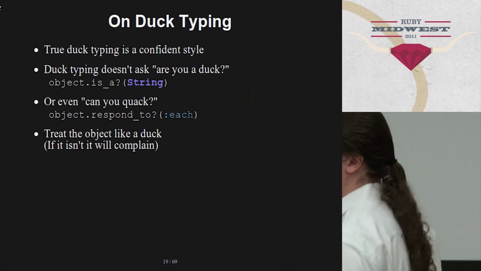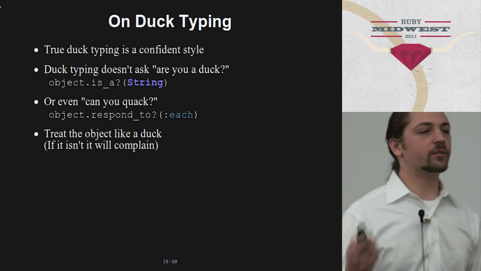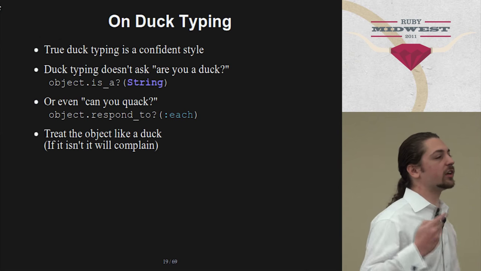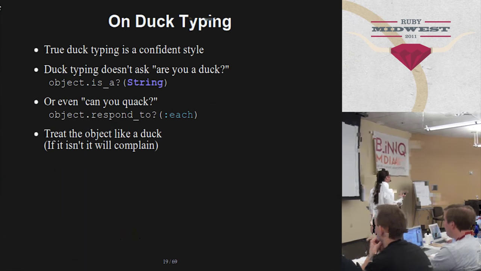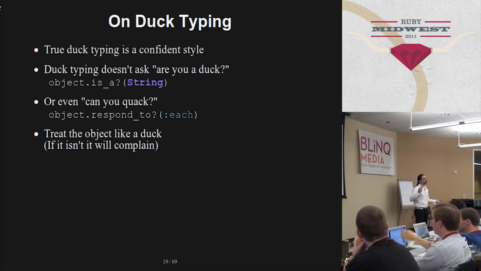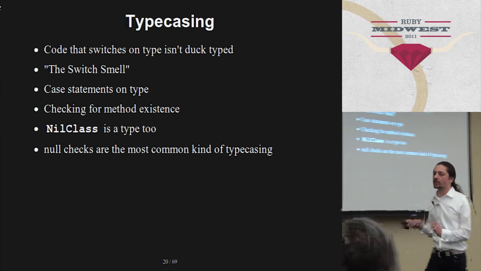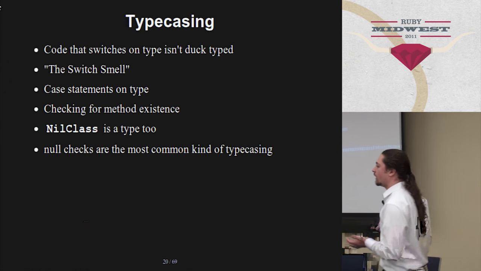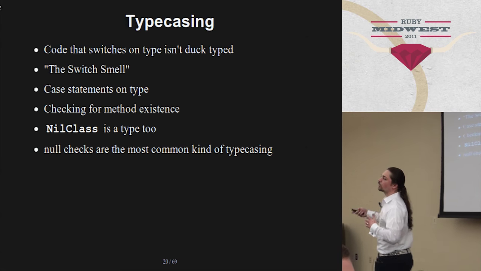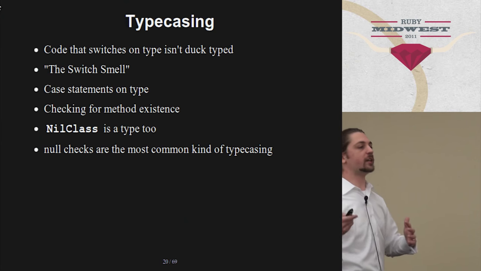When you're talking about gathering input in Ruby, you have to talk about duck typing. True duck typing is a very confident style, although sometimes I see code that masquerades as duck typing, but really it's doing these not really duck typing things. Like if you're saying, is this object a string, that's not duck typing. If you're asking the duck, can you quack before you tell it to say something, that's not duck typing. Duck typing treats the object like a duck and assumes that if it is not, it will complain. The opposite of duck typing is type casing. It's switching on the type of an object, and there's actually a name for this as a code smell. It's the switch smell, and you see this in Ruby code in the form of case statements on the type of an object.